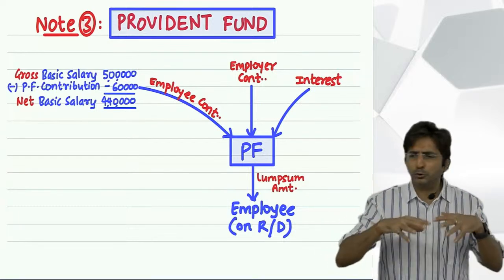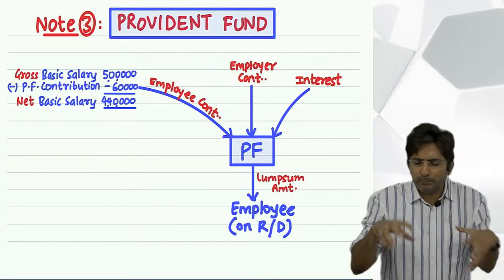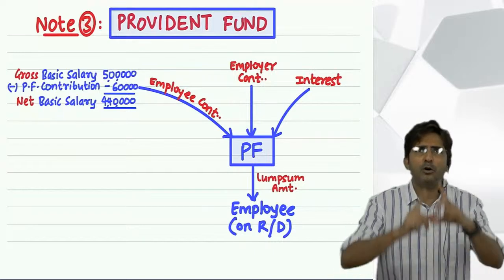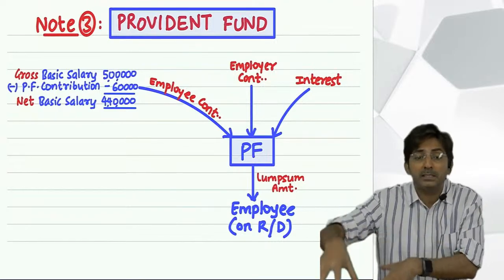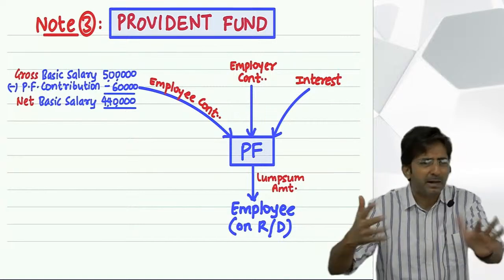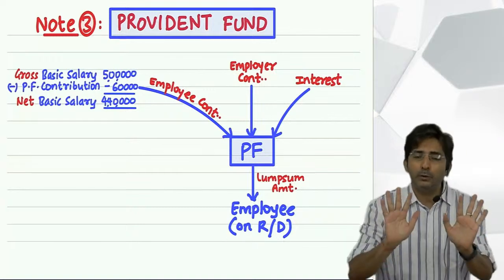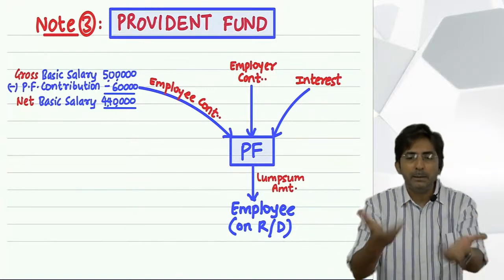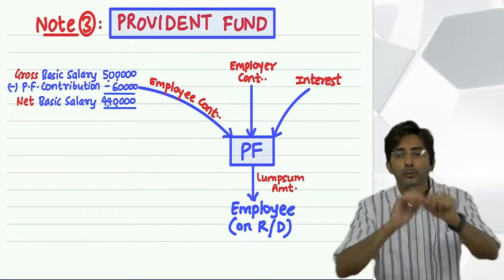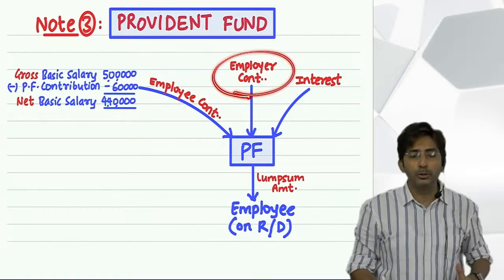See, I am also the owner of a business. As an owner, I don't get much time to attend to my business. I have got other work. So I have to depend upon my staff. And if I keep my staff happy, they will manage my business properly. So every company has a tendency of what? To keep the employees happy. And to keep them happy, they also contribute. And that is called the employer's contribution.